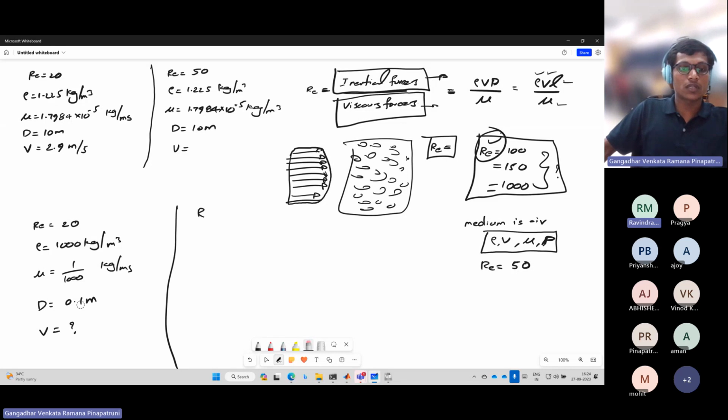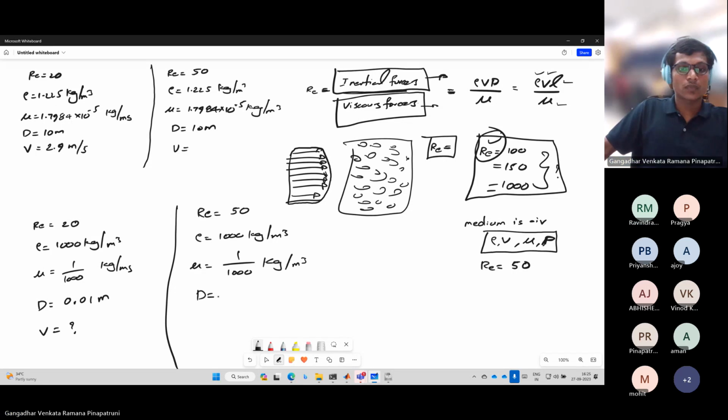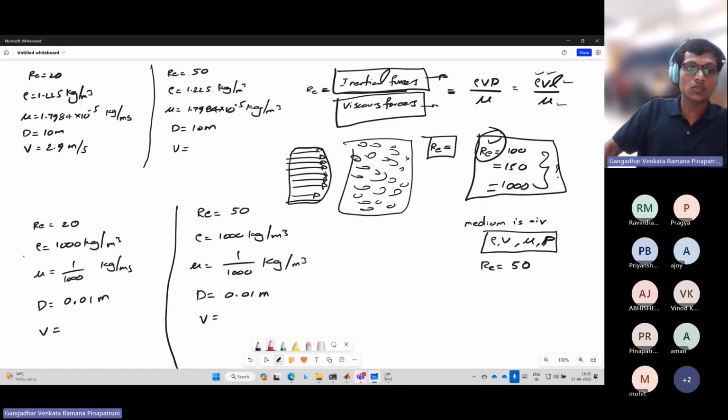Let's take it as 0.01 meter, and Re equals 50, rho equals 1000 kg per meter cube, mu equals 1 by 1000. Can someone quickly do that? If the diameter is this much, what is the velocity in these two conditions? What is the velocity in the first condition, if Reynolds number is 1000 and the material is water?